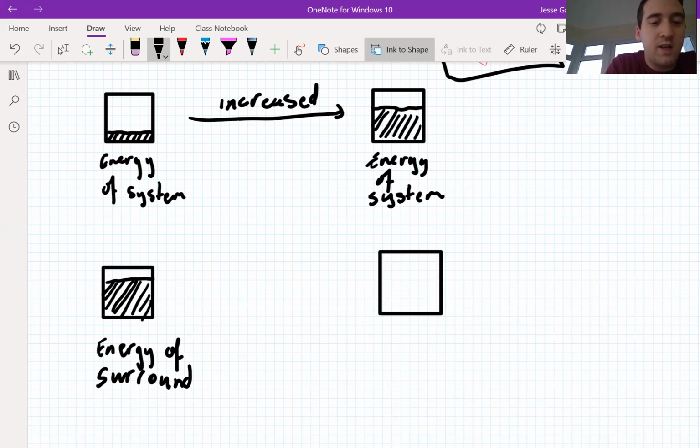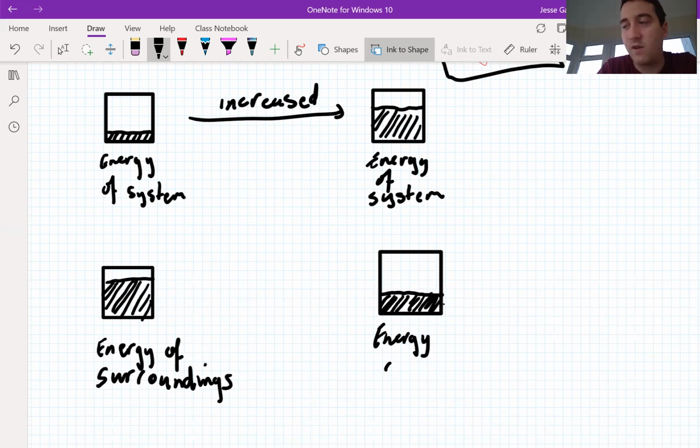So this is when your skin gets hot. If you get a bang, you want to remove the heat from the surroundings. Your hand is the surroundings. The ice pack is the system. So the energy of the surroundings will cool down. If it cools down, that means the energy of the surroundings has decreased. Surroundings decreased.